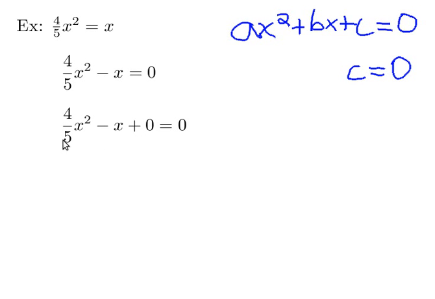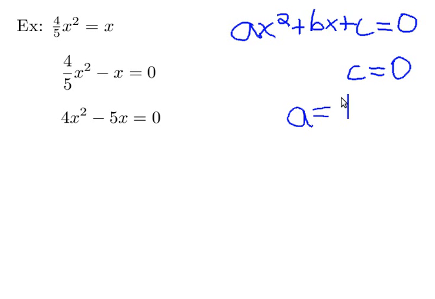I'm going to multiply every individual piece by 5. That way I won't have this fraction here anymore. So instead of 4/5 x squared, this will be 4x squared. All I'm doing is multiplying both sides of the equation by 5. This is not necessary, though. You can put this directly in: a equals 4/5. You can do that, and it'll still work. I'm just doing that to make life just a little bit easier. So 4x squared minus 5x equals 0. So that means we have a equals 4, and b equals negative 5, and of course we already know that c equals 0.